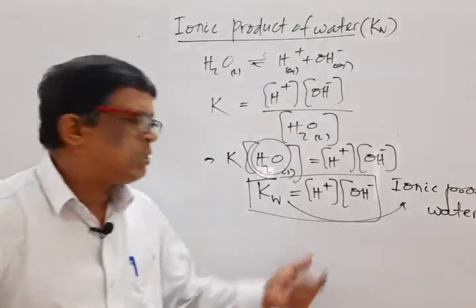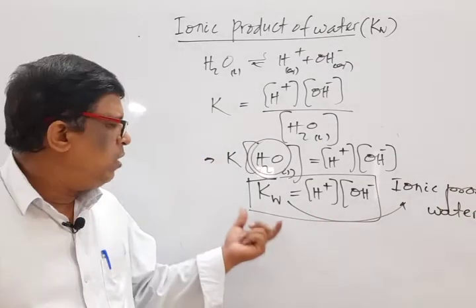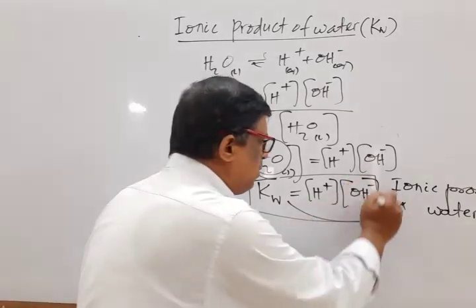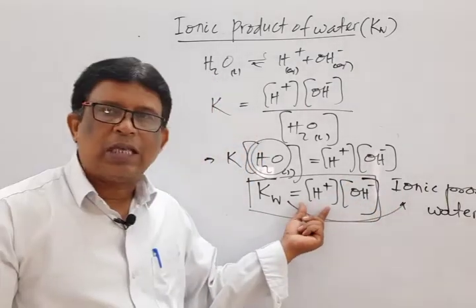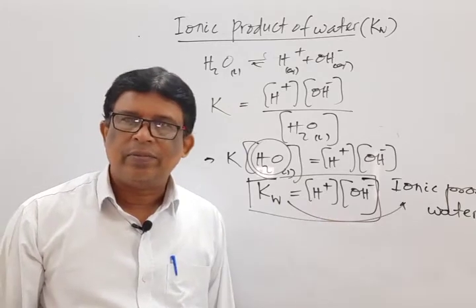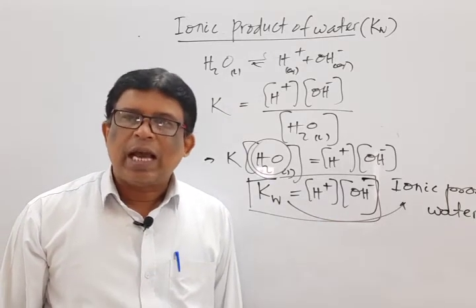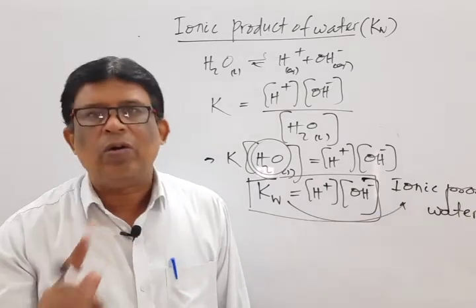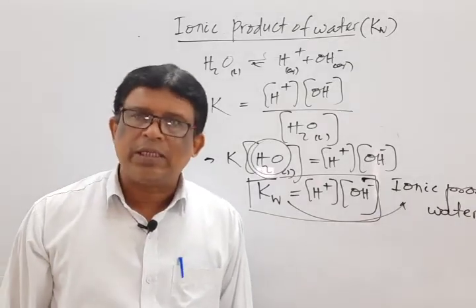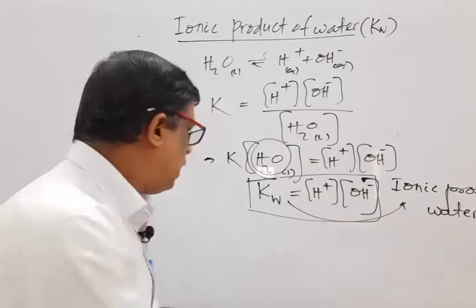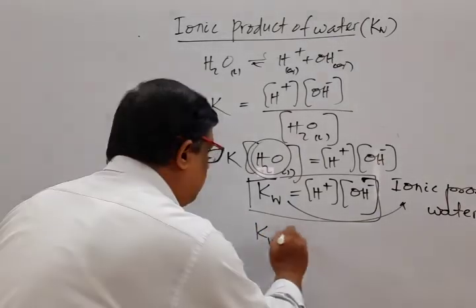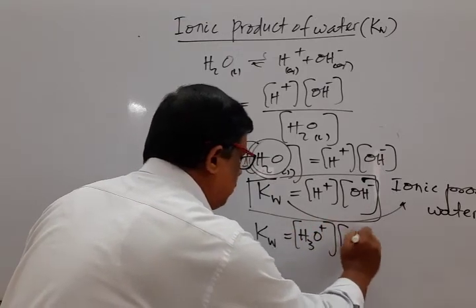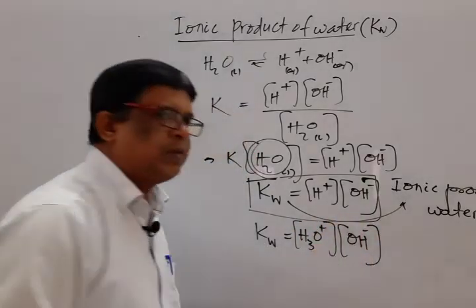So from this expression it is clear that the ionic product of water is defined as the product of the molar concentration of H plus ion and OH minus ion. As we know, H plus ion does not exist independently in water. That means it immediately combines with water to form H3O plus ion. Therefore, one can also write Kw is equal to H3O plus ion concentration into OH minus ion concentration.